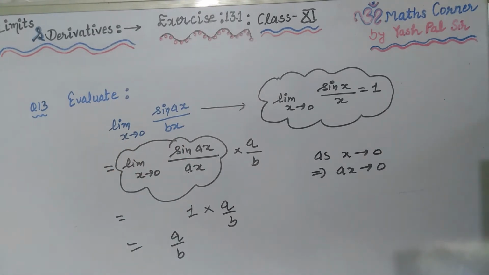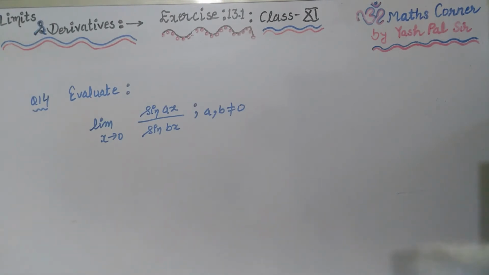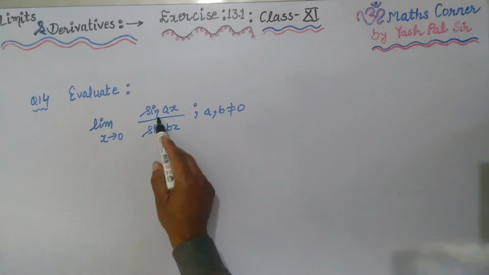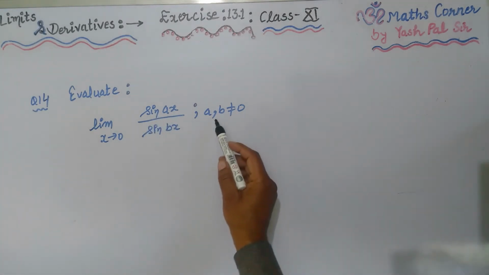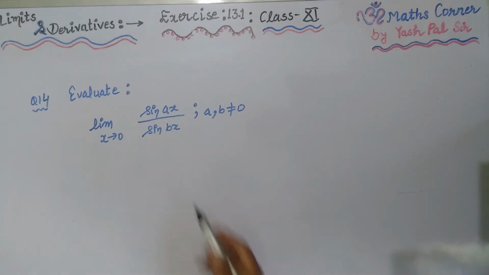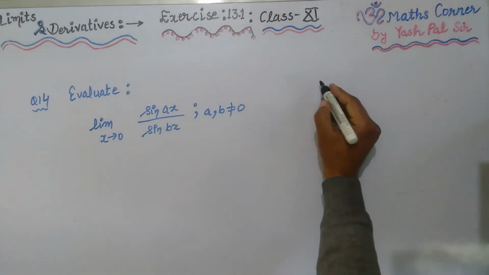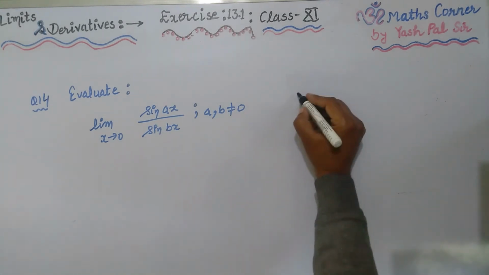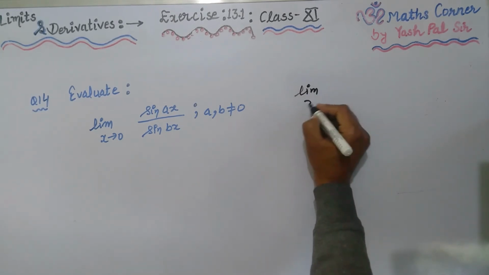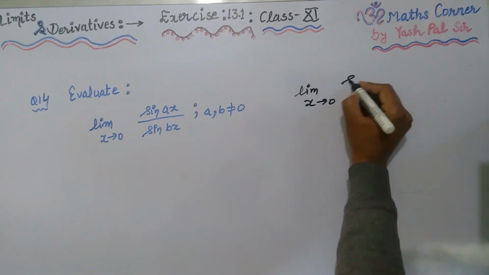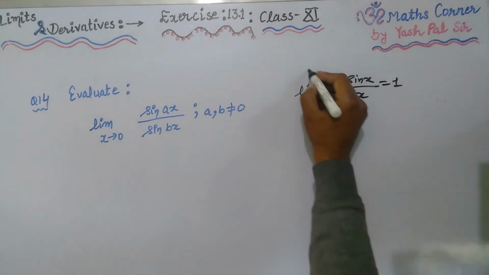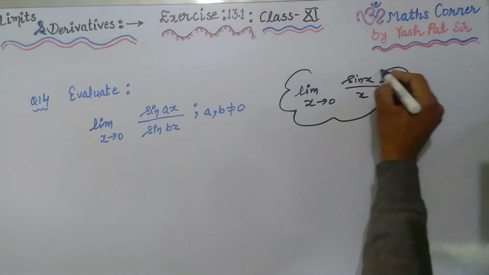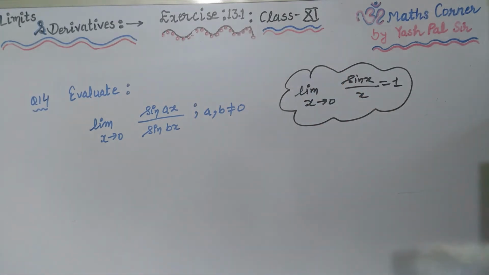Okay, now next question. Question number 14. Evaluate the limit x approaches to 0, sine of ax whole divided by sine of bx, where a and b is not equal to 0. Here again what we do, we follow the standard result. What was that? Limit x approaches to 0, sine of x divided by x is equal to 1. This is the standard result. We shall follow this result to solve this question.